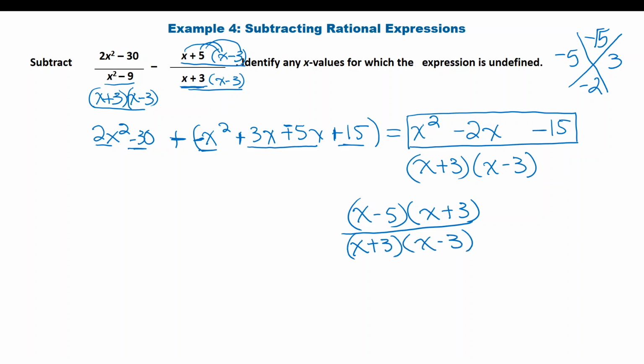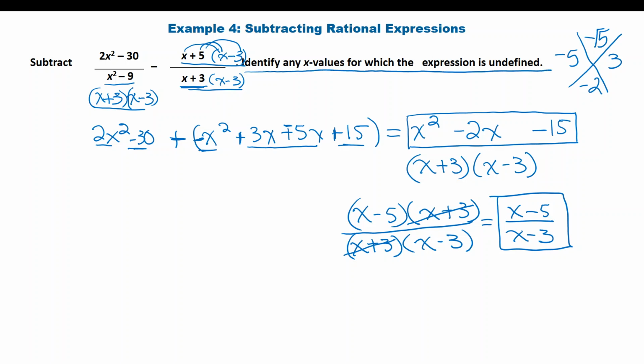And now that everything's multiplied together, I can actually cross out by dividing both sides by x plus 3. And that leaves me with x minus 5 over x minus 3 as my final answer. But I have to be careful because I haven't finished yet. It says identify any x values for which the expression is undefined. So I have to go back and look at this piece right here.